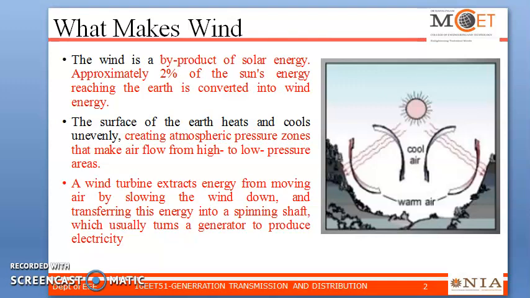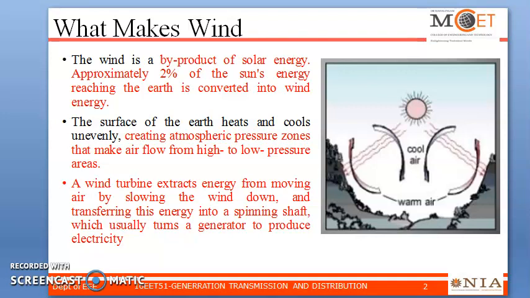Students, today we are going to see the wind power plant. First of all, we are going to know what is meant by wind. The wind is nothing but a product of solar energy. Approximately 2% of the sun's energy reaching the earth is converted into wind energy.